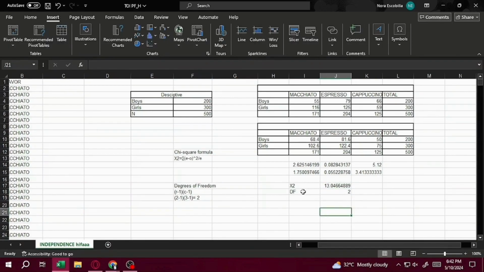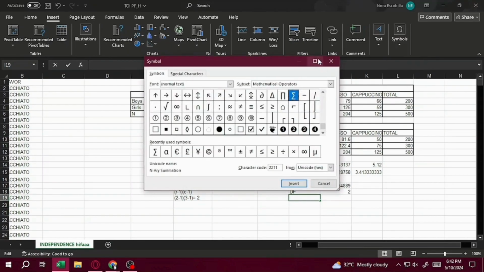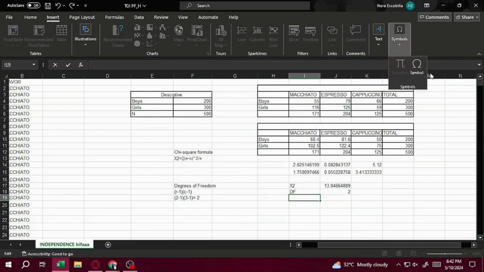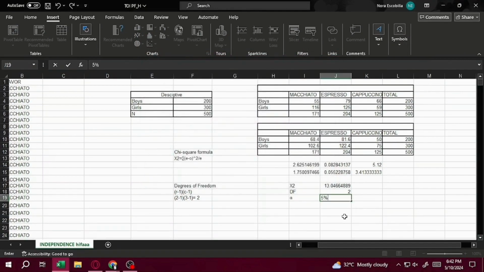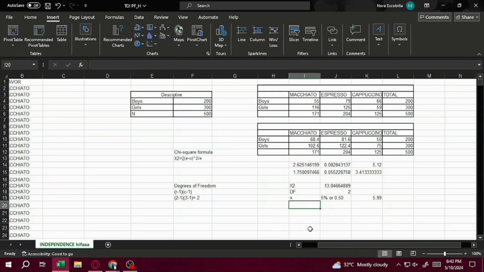Let's check our alpha or significance level. Let's click the symbol and type 5% or 0.05. And our critical value is 5.99 based on the table. So let's proceed to our p-value.